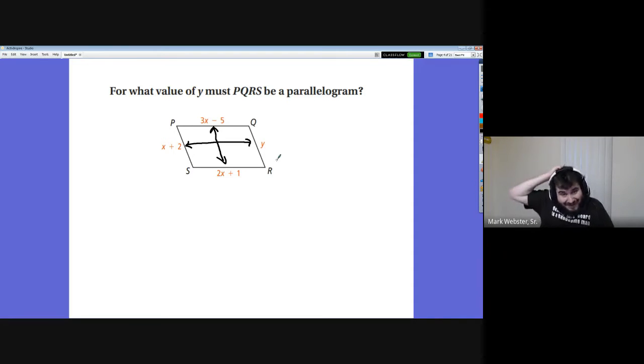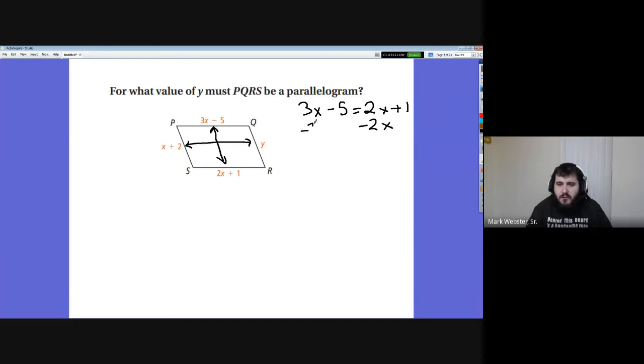So I'm not telling you how you have to do it, but I will tell you, you've got these opposite sides that have the same variable. Why not start with those? They're the same. Find out what x is, right? Subtract 2x, then add 5, then you get x equals 6.